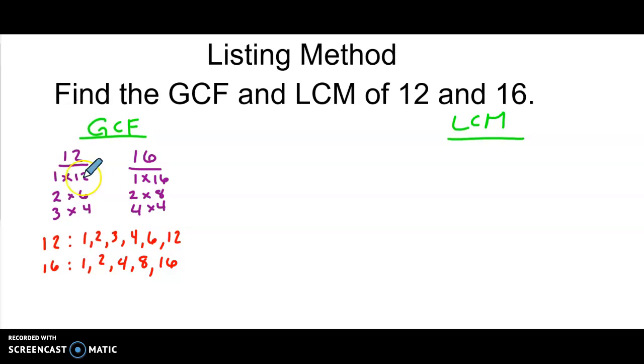Now, we want to find the greatest of the common factors. First of all, let's find the common factors. My common factors are 1, 2, and 4. Anything else that's in common? No. But we do see that the greatest of the common factors is 4. Very easy. Easy peasy lemon squeezy.